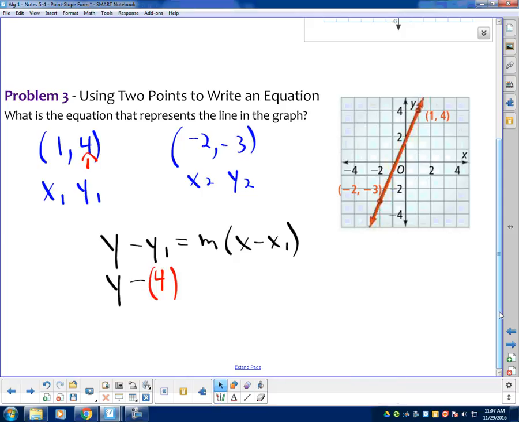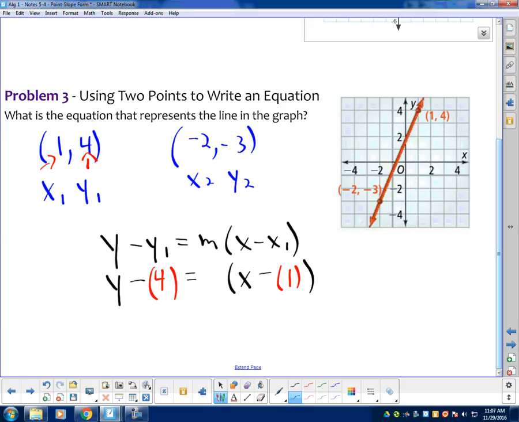And then I have equals m, which I don't know yet. We're going to talk about how to find that in a minute. I have x minus x1, and x1 was 1. You can see it right here. I've labeled that as my x1. So here I have part of my equation in point slope form. I've just got one problem. I don't know what the slope is.